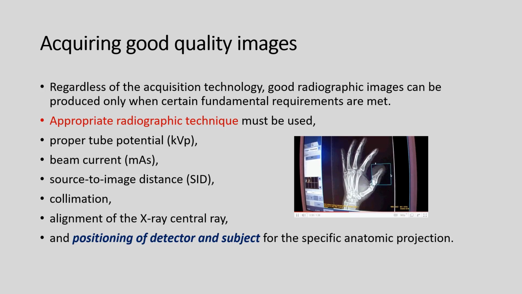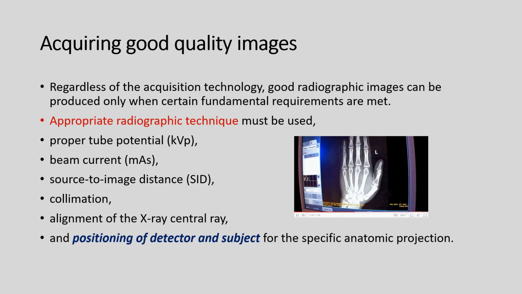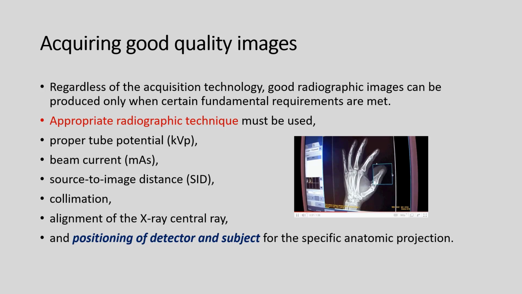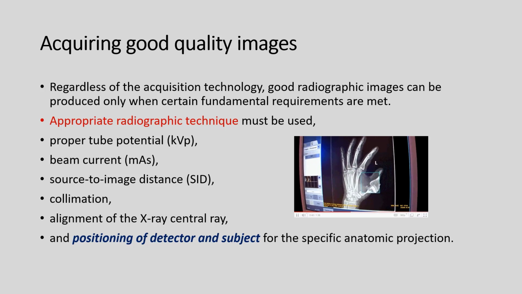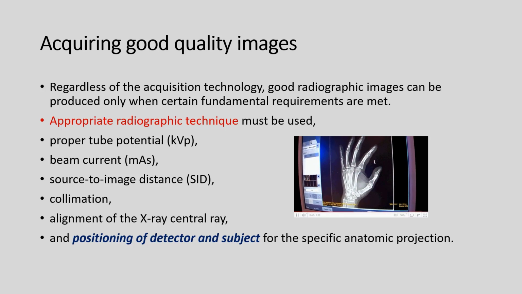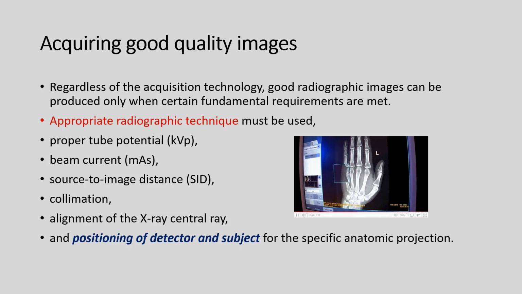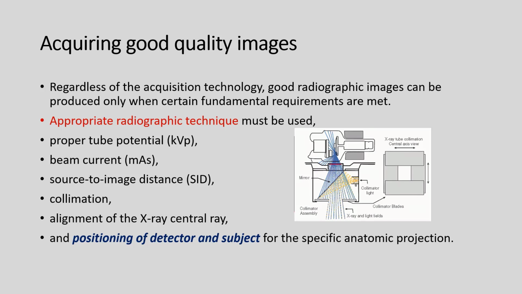Our source to image distance, our SID, has a lot to do with the quality of detail. The longer the distance, the better the quality of detail, but the greater the radiation needed because of the inverse square law. Collimation is one that drives me crazy because this is one people see masking as collimation.